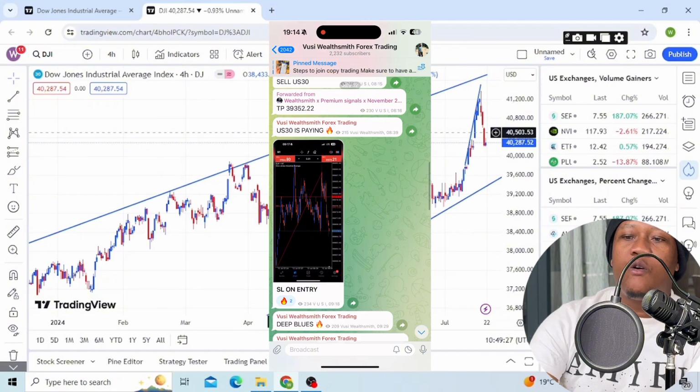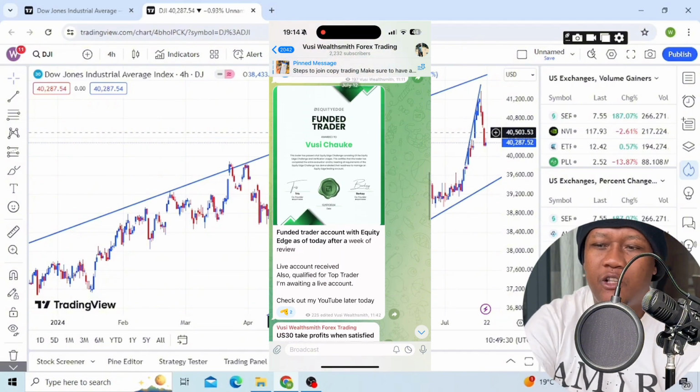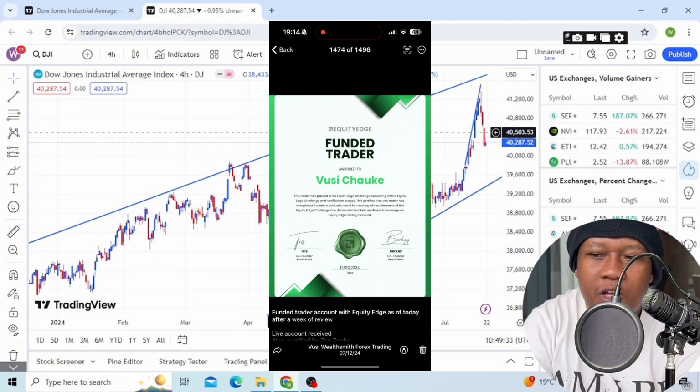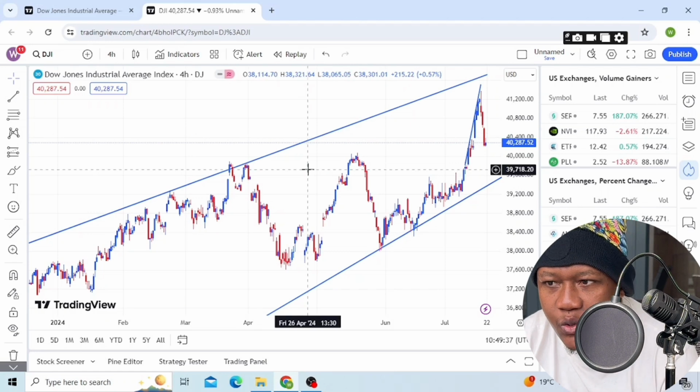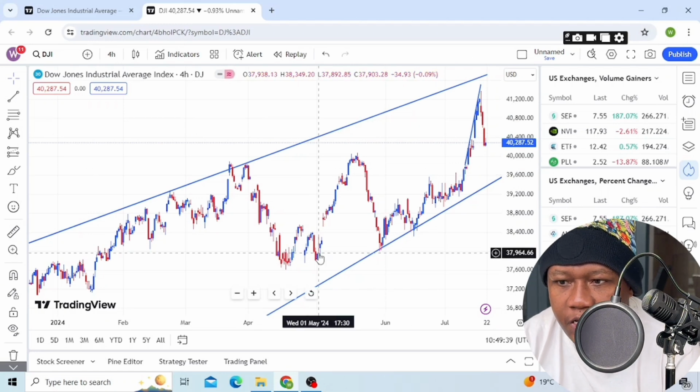This is last week on my Telegram channel. If you're part of my Telegram channel, you know this. I've been providing setups throughout the whole week. This is what we actually saw, guys, on USDT. On USDT, we actually saw that it's inside the channel.